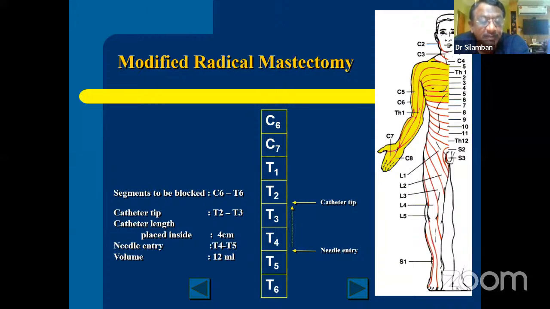So the catheter length to be placed inside is 4 centimeters. So placed between T4, T5. So naturally 2 to T4 and 2 to cross T3, you come to the center of T2, T3 with 4 centimeters. Needle entry will be at T4, T5, where the angulation is almost 30 to 40 degrees. And 12 ml for a healthy, robust person, but up to 9 ml is sufficient for ladies. Most MRMs can be completed with 8 to 9 ml of local anesthetic.